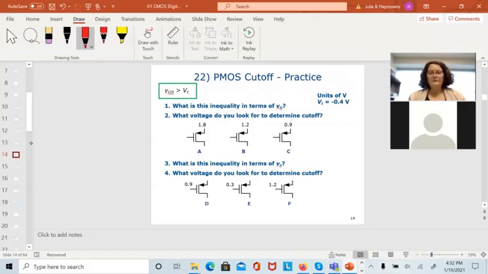For cutoff, we could go through the same process. In this case, if you wanted to solve this for VG, you would need VG greater than VT plus VS. And if I wanted to solve that inequality for VS, it would be VS less than VG minus VT. And you could figure out what all of that would be.